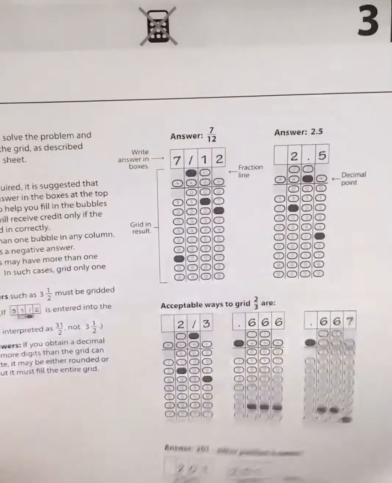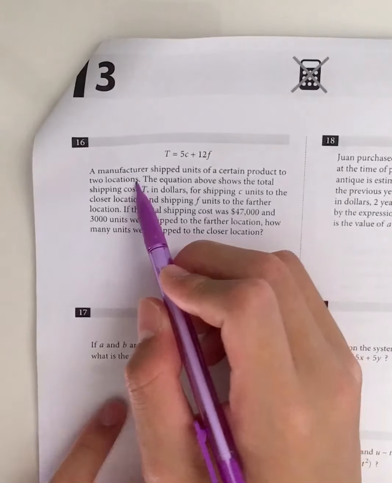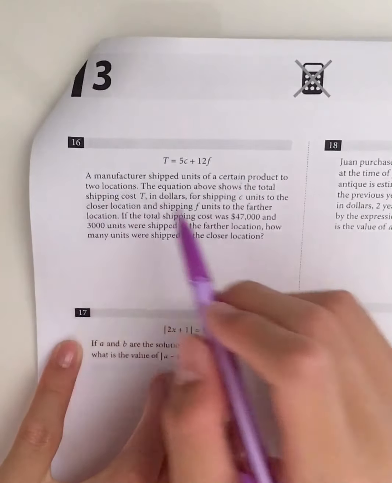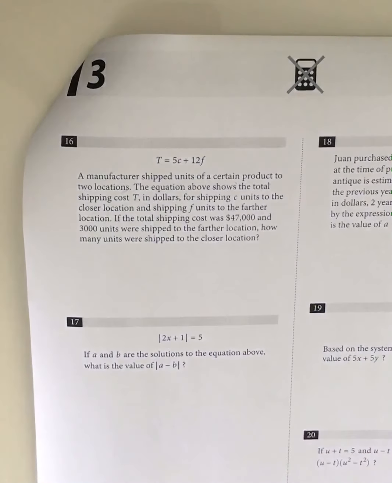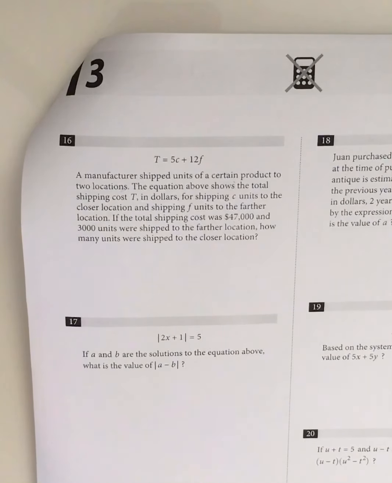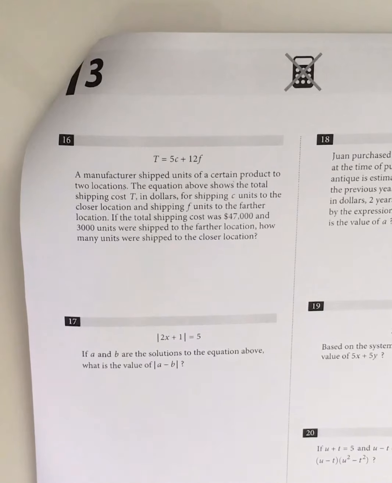All right, let's move on to the short response questions. There are 5 of them, and let's get it over with. So question 16. A manufacturer shipped units of a certain product to 2 locations. The equation above shows the total shipping cost T in dollars for shipping C units to the closer location and shipping F units to the further location. The total shipping cost was $47,000 and 3,000 units was shipped to the further location. How many units was shipped to the closer location?